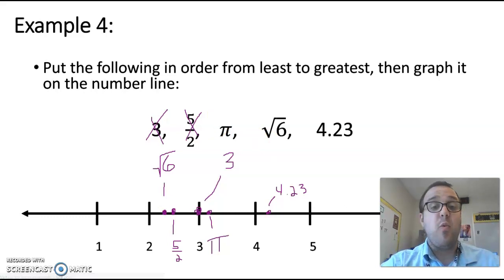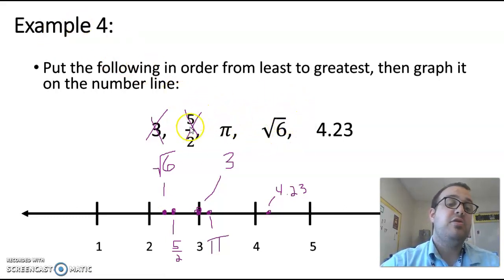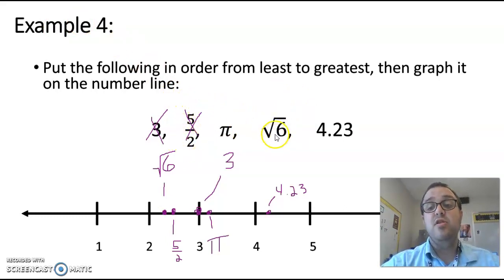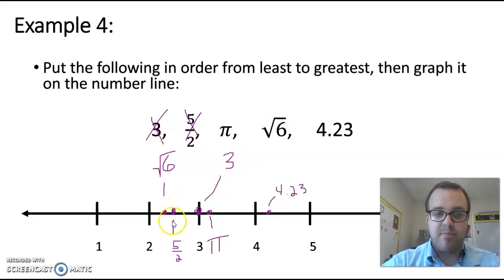But we want to make sure that whether we have a calculator or not, we can do this by using some of these other methods of thinking about it, okay? Estimating what pi is, turning this into a decimal, knowing that 5 halves is 2.5, and using my perfect squares to compare and get close to the square root of 6. And again, this doesn't have to be perfectly in between the 2 and the 3, like it's exactly in the middle. We're estimating a little bit, but we want to make sure that our estimates are pretty accurate so that we get the correct order for whoever is looking at this.